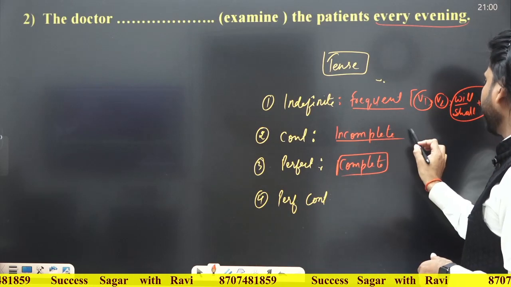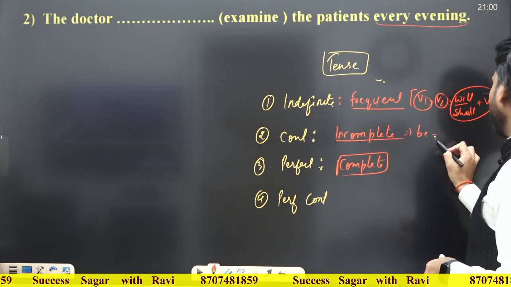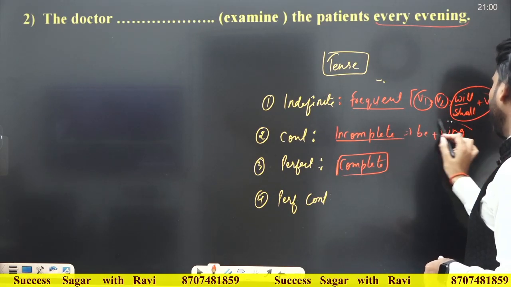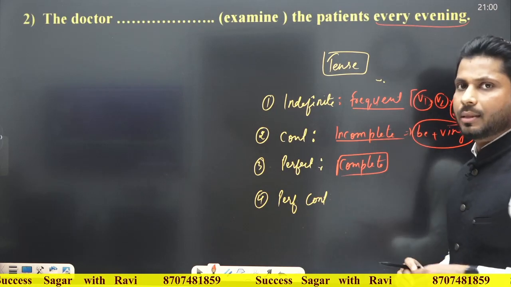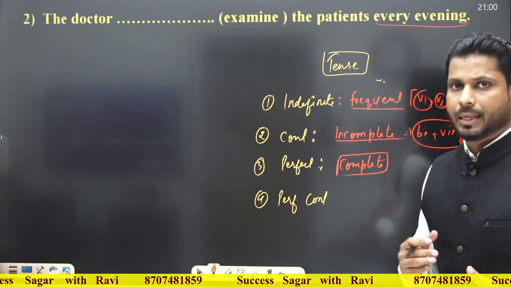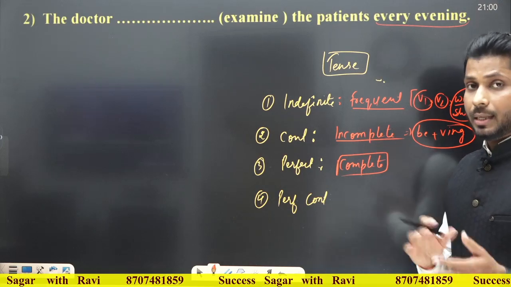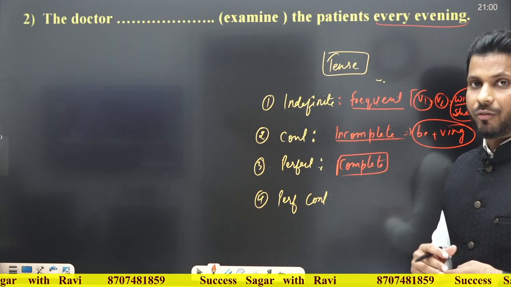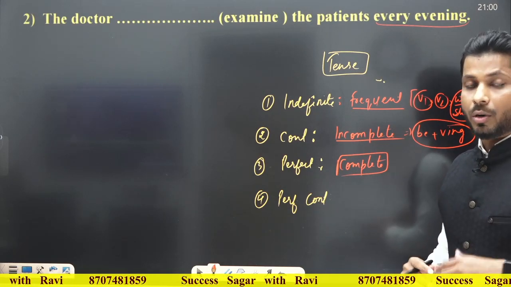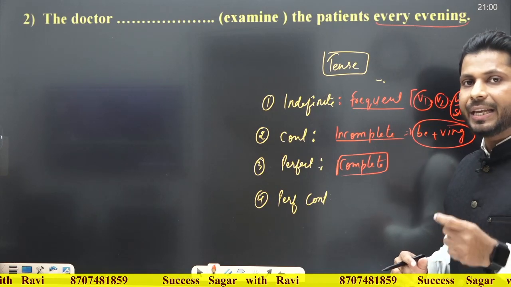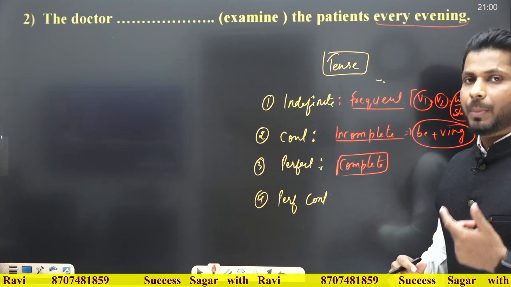To refer to incomplete, we'll use be followed by ing form of the verb. What about be? Be is nothing but different forms, like in present is, am, are, was, were. In present is, am, are. What about past? The second form of be we call was, were. What about third form of be? Been, B-E-E-N. That is also known as past participle form.